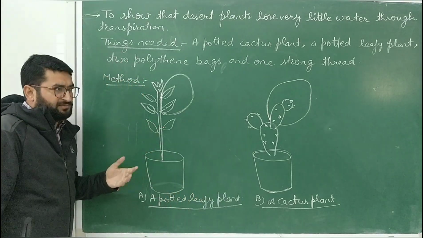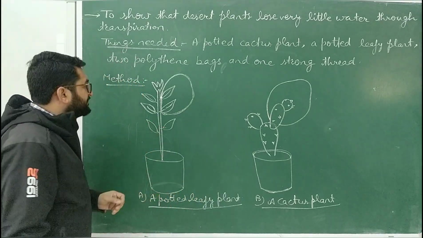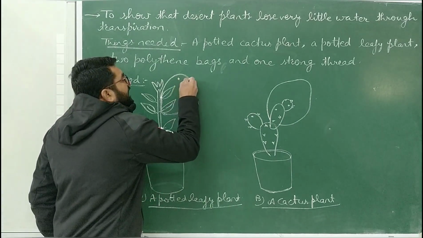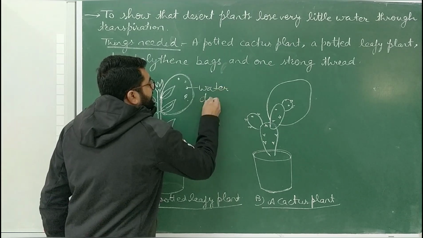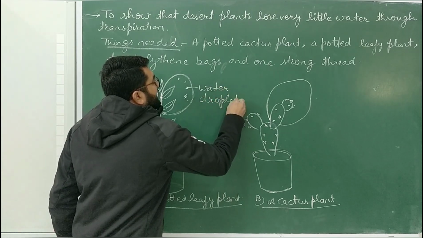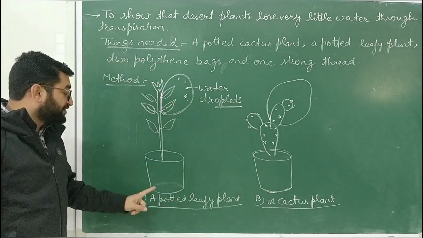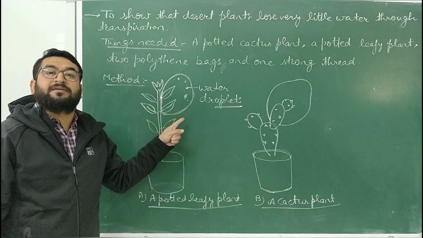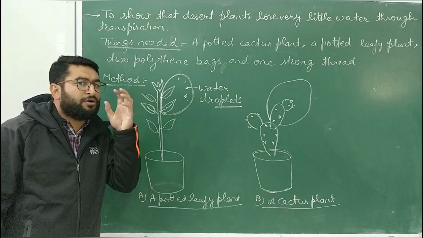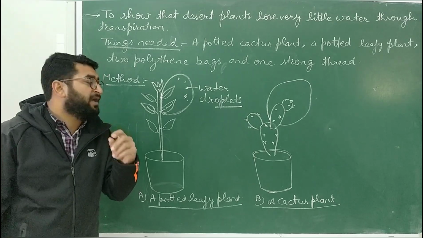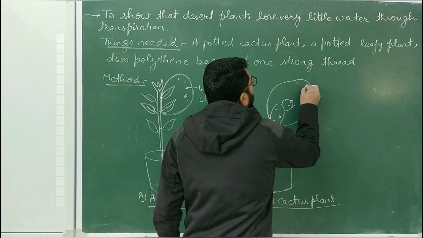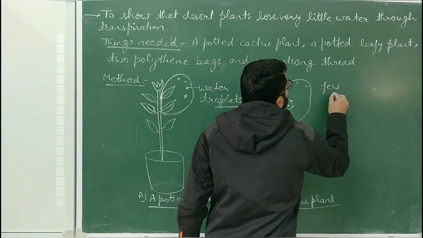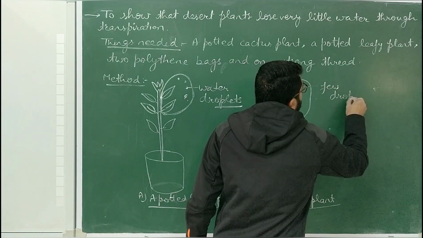Place it for a few hours, even 1 to 2 days as well. We will observe that a large number of water droplets will get collected in the polythene bag which is placed over a potted leafy plant. हम देखेंगे बच्चे जो वाटर ड्रॉपलेट्स का अमाउंट इकट्ठा होगा वो इस पॉलिथीन बैग में ज्यादा होगा और इसमें बहुत ही फ्यू ड्रॉप्स होंगे, बहुत ही ज्यादा कम.